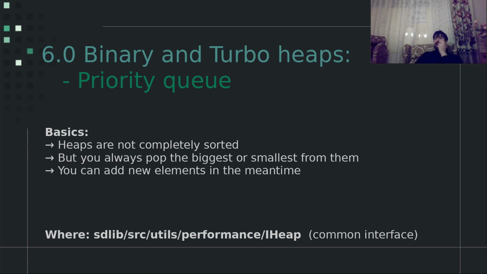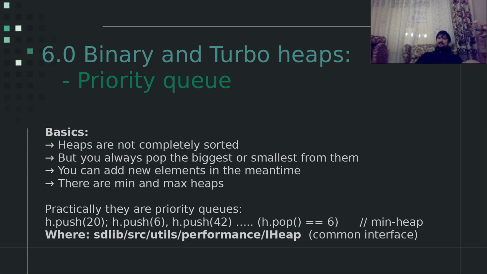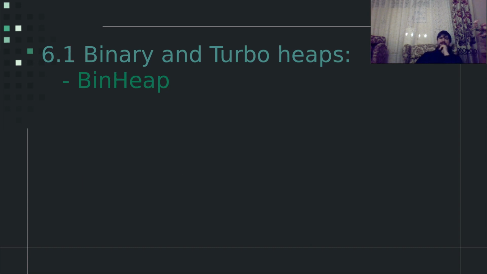So you can also add new elements in the meantime. This is not a static data structure. It's not like you sort something and the biggest is here and the smallest is there. You can always add in elements, and it's a priority queue. You know what a priority queue is. You push 20, 6, and 42, and if you get back, unrelated to the order, it will say 6 if it's a min heap. Okay, so that's the concept.